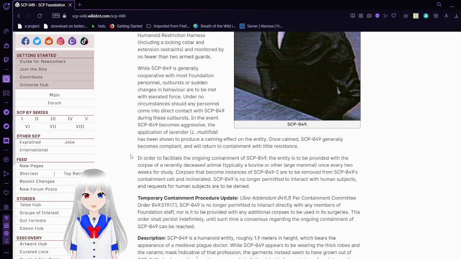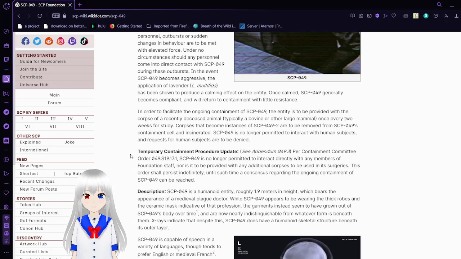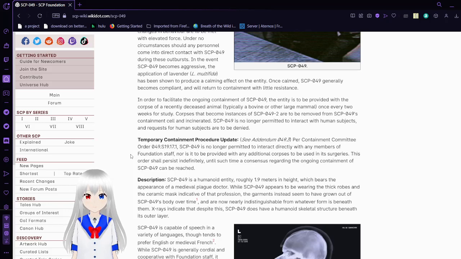In order to facilitate the ongoing containment of SCP-49, the entity is provided with the corpse of a recently deceased animal, typically a bovine or other large mammal, once every 2 weeks for study. Corpses that have become instances of SCP-49-2 are to be removed from SCP-49's containment cell and incinerated. SCP-49 is no longer permitted to interact with human subjects, and requests for human subjects are to be denied.